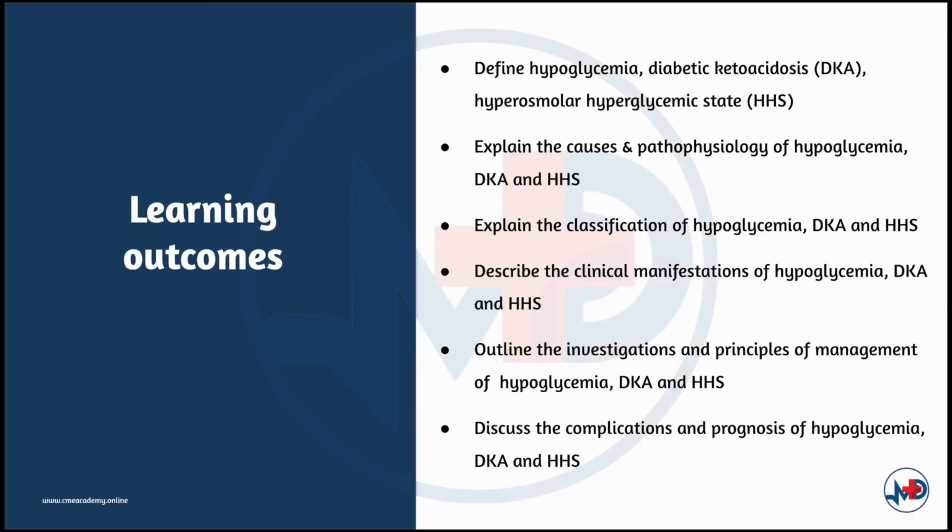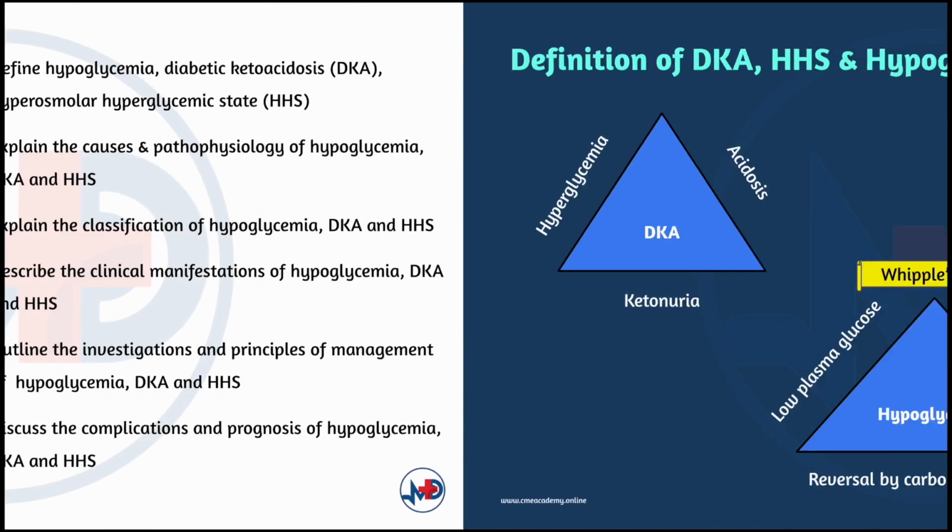By the end of this topic, you should be able to define hypoglycemia, diabetic ketoacidosis, and hyperosmolar hyperglycemic state or HHS. You should be able to explain the causes and pathophysiology of these conditions, explain the classification, describe the clinical manifestations of these conditions, outline the investigations and principles of management, and finally discuss the complications and prognoses of hypoglycemia, DKA, and HHS. Let's get started.